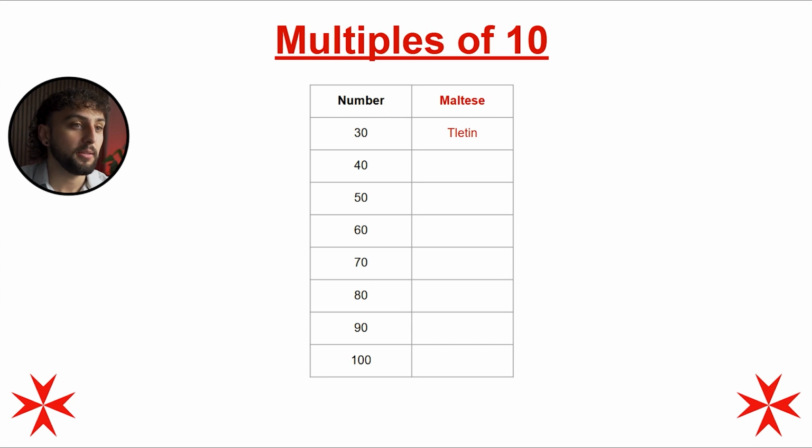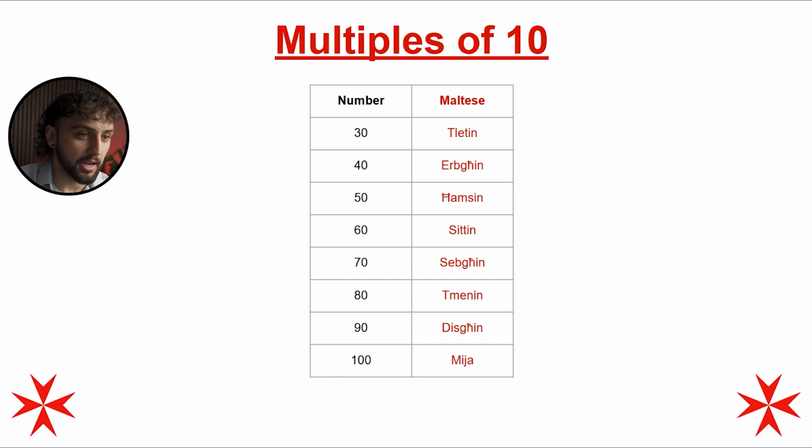Now to say the number 40, we say erbain. Number 50 is hamsin, sittin, sebain, tmenin, design, mia.